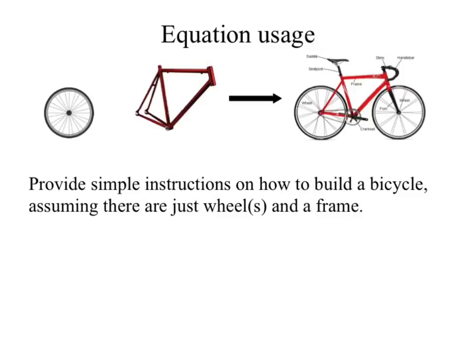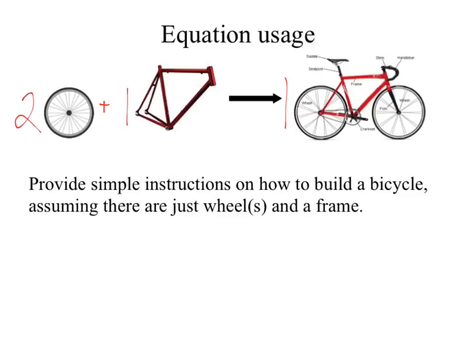Okay? Provide simple instructions to build a bicycle. And by simple, I mean we only have wheels and a frame. What would you need to do? We need 2 wheels. And how can we specify that we need 2 wheels? We need 2 wheels, and we need 1 frame. And now we have 1 bicycle. That's what our chemical formulas do, the exact same thing. But again, we can't see those particles, so it becomes trickier to work with.